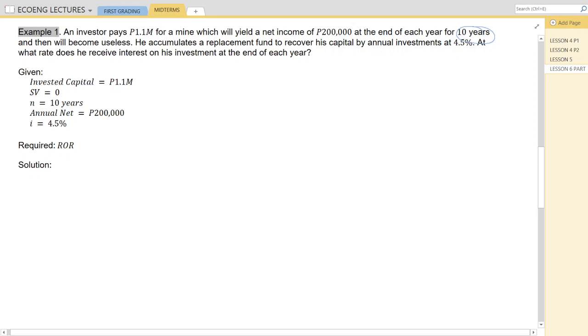He accumulates a replacement fund to recover his capital by annual investment at 4.5%. So the rate of interest is already 4.5%. That is the yielding interest rate. At what rate does he receive interest on his investment at the end of each year?